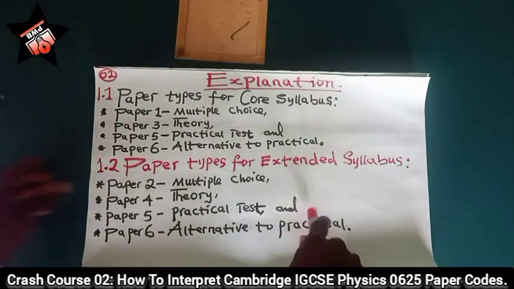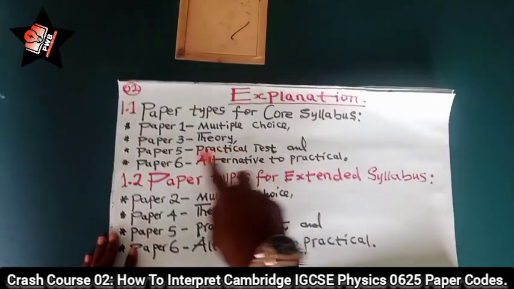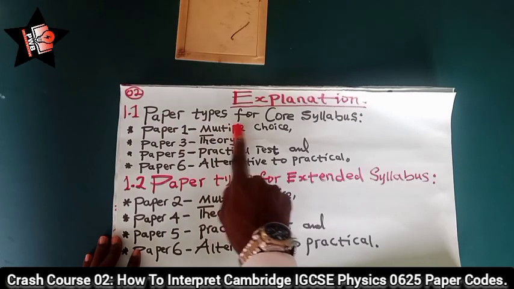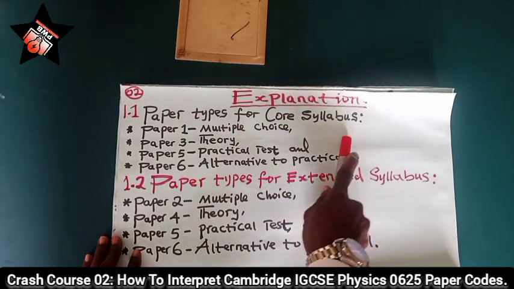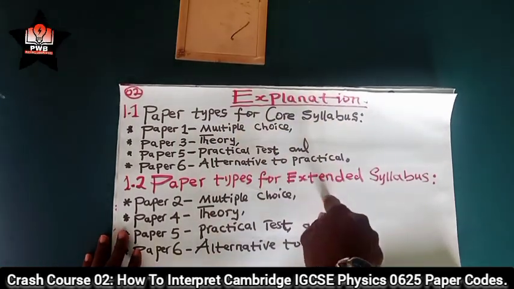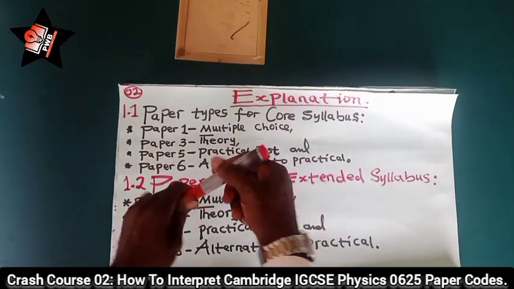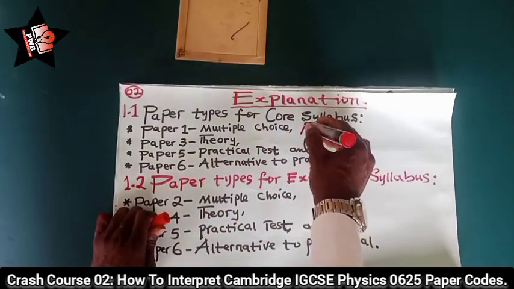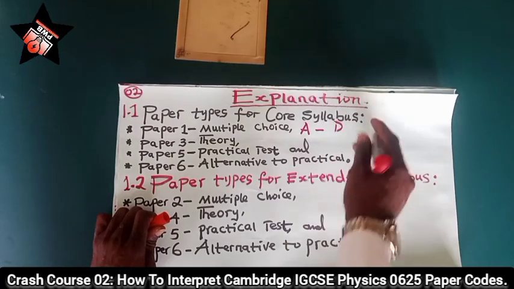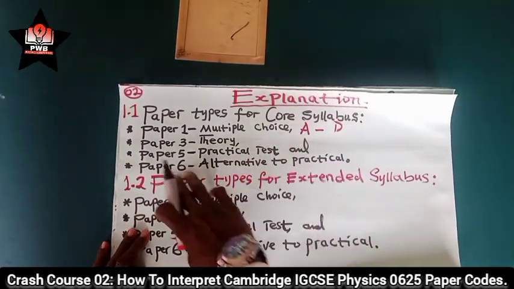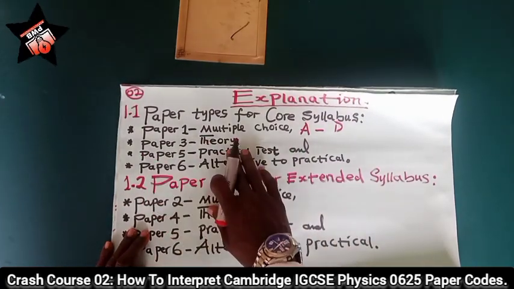Now, next up, explanation 1.1, paper types for core syllabus. What are the paper types for core syllabus? We have paper 1. Paper 1 is the multiple choice, having options A to D. Paper 3 is the theory.